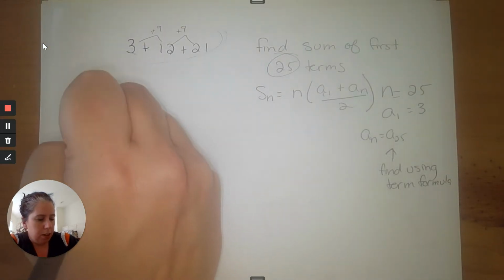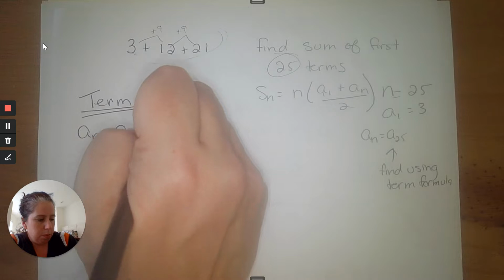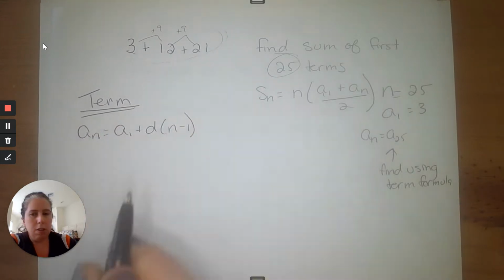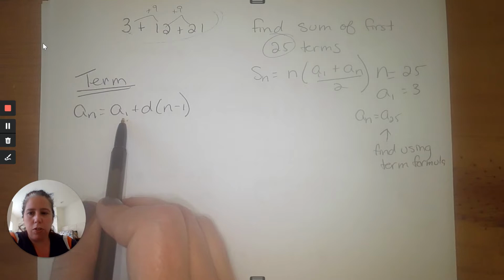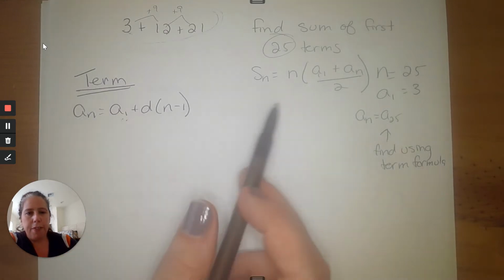That's a sub n equals a1 plus d times n minus 1. I'm telling you right now, the arithmetic ones take a little time. The geometric ones are actually pretty easy, but the arithmetic ones, you have to do this first. So I need to find that a sub n.